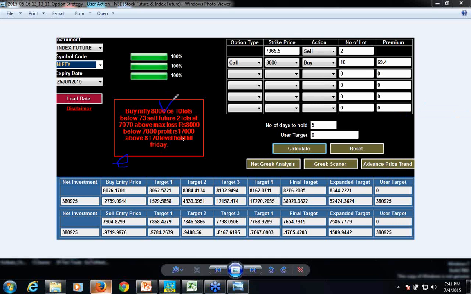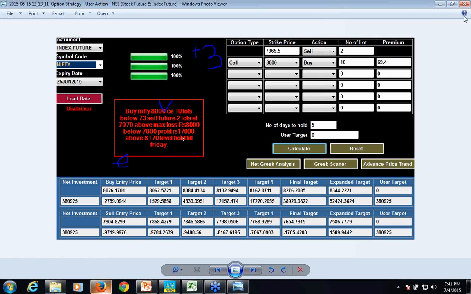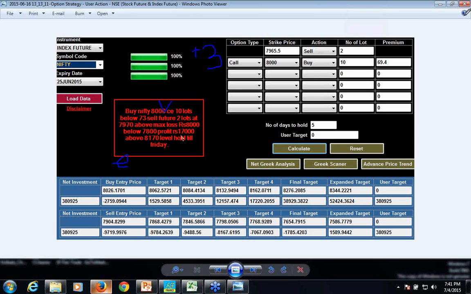Nifty 8,000 call option, 10 lots, which was making it slightly delta positive to the tune of +3. If you have joined my earlier program on the delta neutral strategy rule, there I have given that +3 should allow 10 lots. This is the strategy we have given.